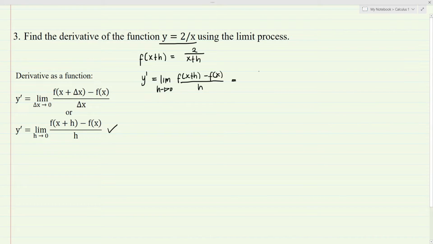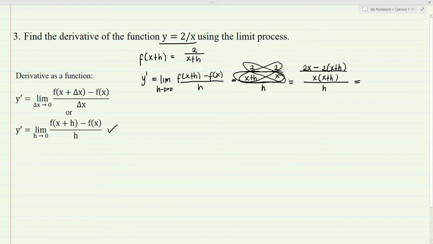Let's plug in our functions. I would have here 2 over x plus h minus 2 over x, our original function, divided by h. Let's simplify the fractions in the numerator. I can start by multiplying these two here. I would have here 2x, then minus 2 times 2 times x plus h, then divided by the product of the denominators, x times x plus h, then all over h.